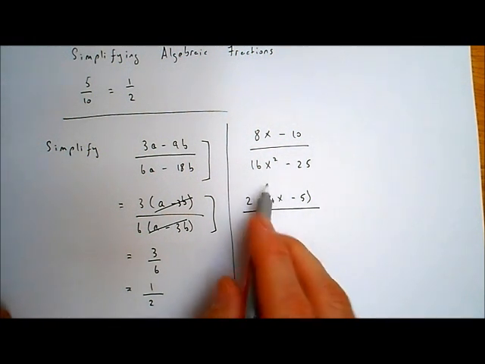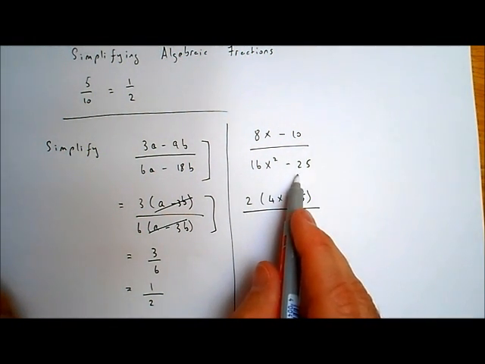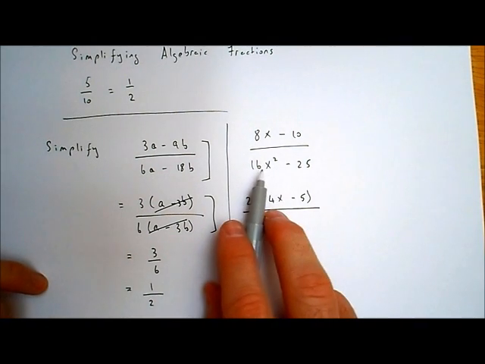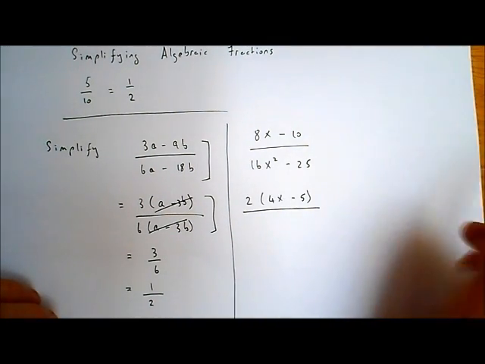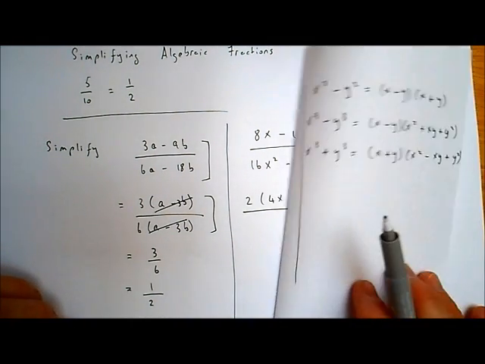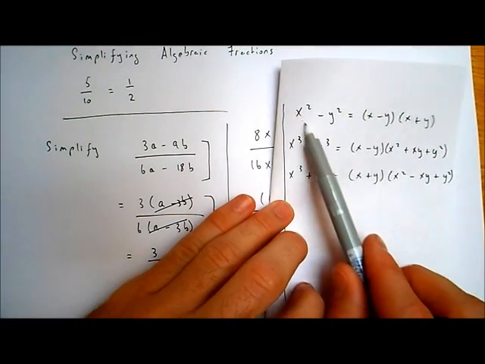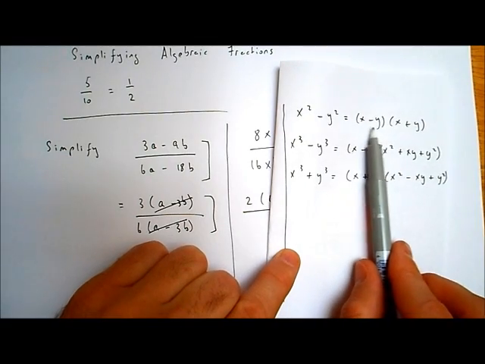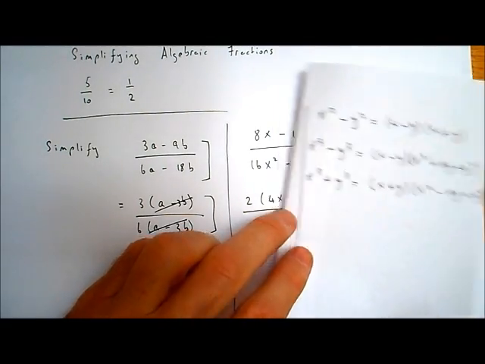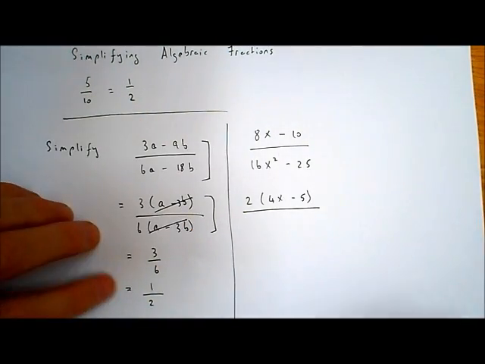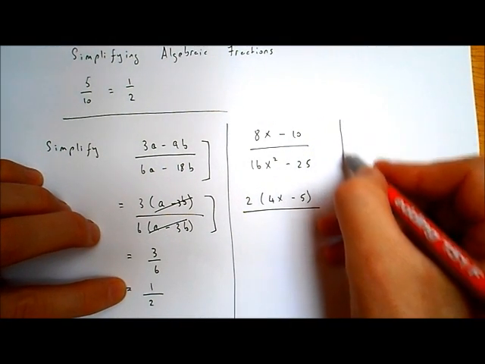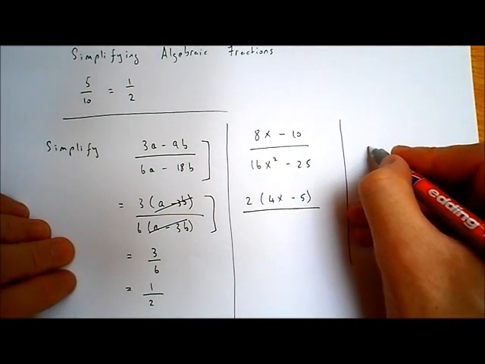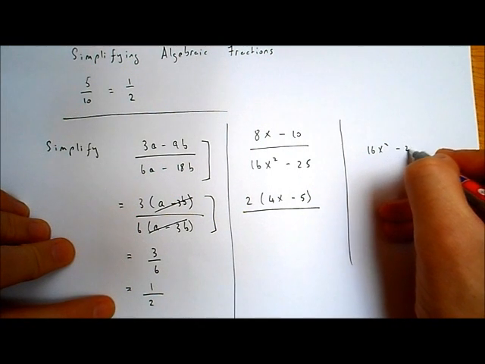And then the denominator, well, I've got 16x squared minus 25. Now, what you should notice is that that's the difference of 2 squares, if you remember. So we had this before, the difference of 2 squares. If we've got something squared minus something squared, we can factorize it like this: the first minus the second times the first plus the second. If you go back to the videos on the difference of 2 squares, I'm just going to do it over here. I've got 16x squared minus 25.